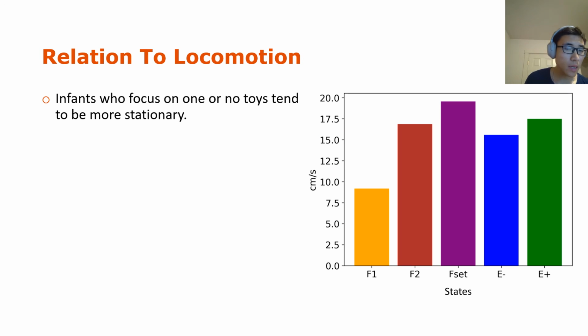We also investigated how locomotion relates to the inferred state of the HMM. So this figure shows the average distance in centimeters per second for each state across all 20 infants. The most significant difference is that infants in the most focused state, focus 1, travel substantially less, about 50% compared to other states, suggesting that infants who focus on one or no toy tend to be more stationary.